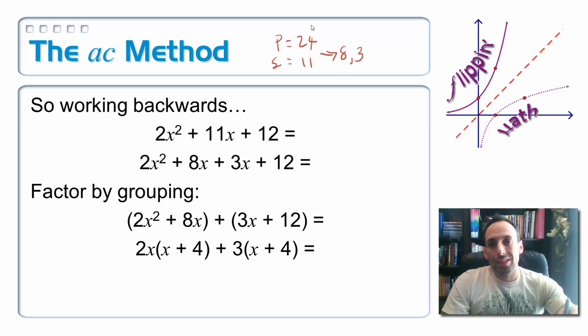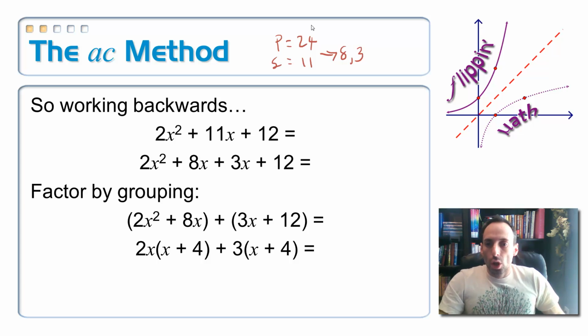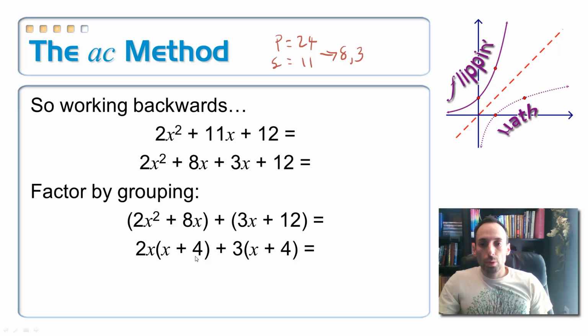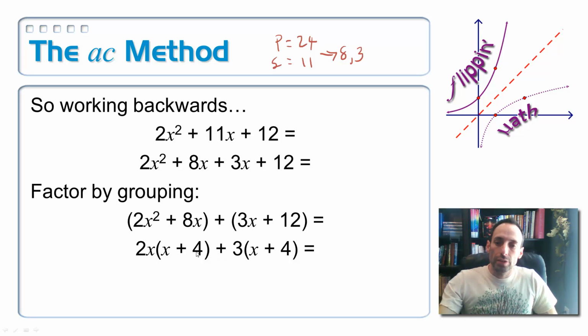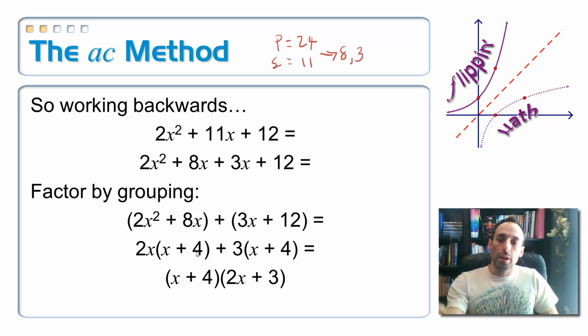If I'm doing this AC method correctly, whatever's left behind after I pull out the GCF should always match up. In this case, I get an x plus 4. That's the new GCF. Factor that thing out, and what's left behind is 2x plus 3. So now I have just factored the trinomial 2x squared plus 11x plus 12. Okay? That's the method called the AC method.